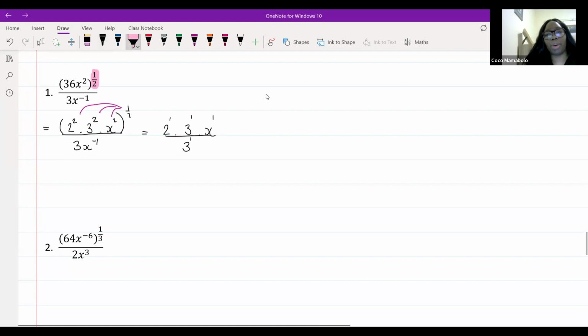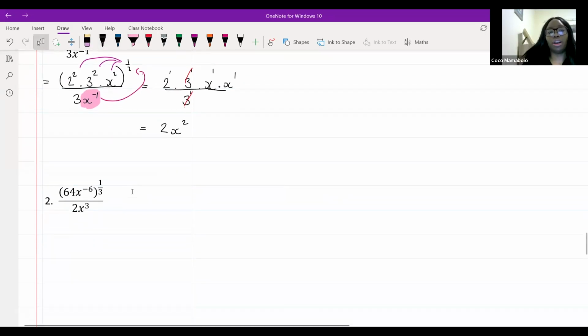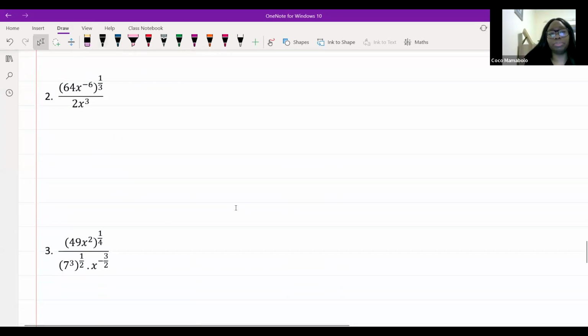But this x to the power of -1 has a negative exponent. So I'm going to take it from the bottom and bring it up so that it can have a positive exponent. So this thing then sits here, times x to the power of 1. Right? So 3 to the power of 1 and 3 to the power of 1 will cancel. And what I've got left on the top is 2x squared. That's my final answer at the top. All right, let's look at number 2 quickly.